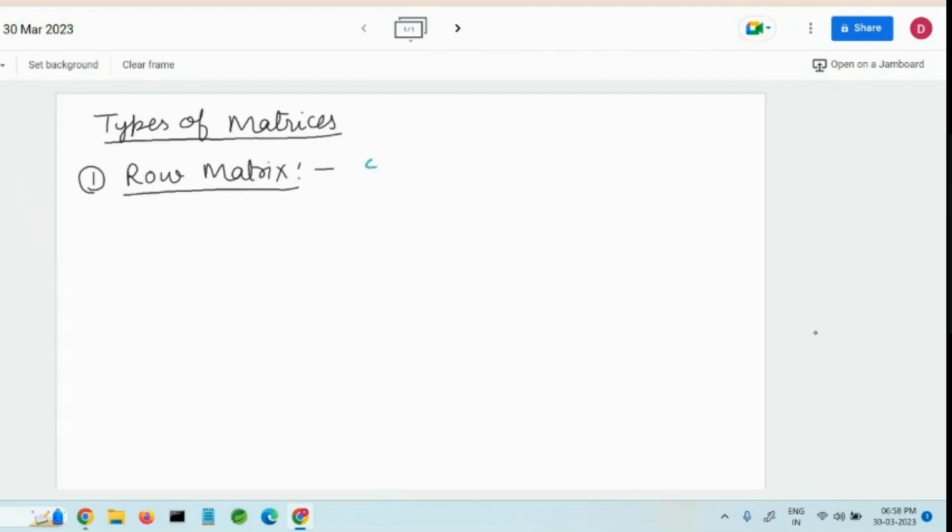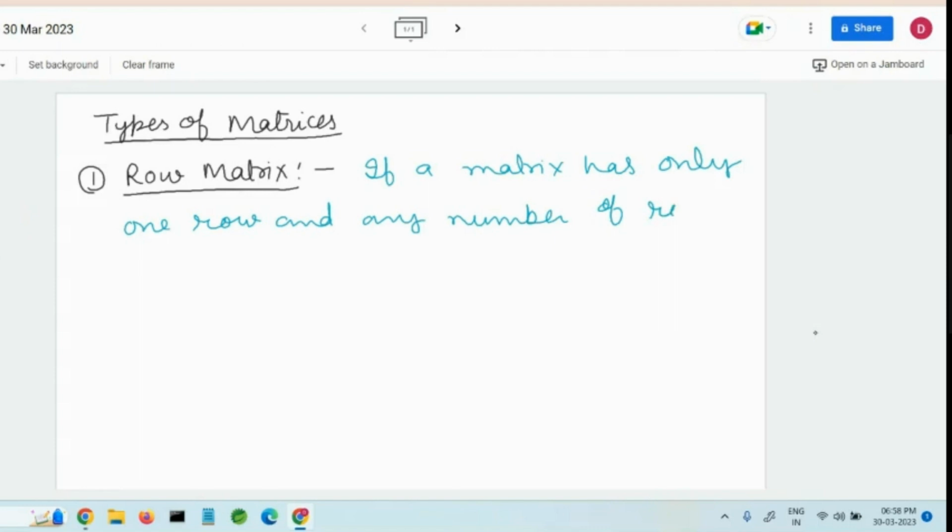A row matrix is a matrix that has only one row and any number of columns. It is called a row matrix.